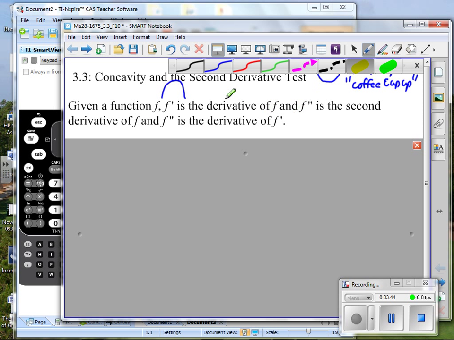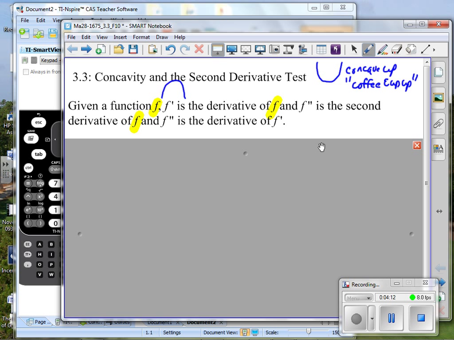We're talking about function f, and first, f prime is the derivative of function f, and f double prime is the derivative of function f again. The second derivative is the derivative of the first derivative. So if I know what the derivative is, it's a function, and I take the derivative of the derivative. How many of those can you take? As many as you can think of.